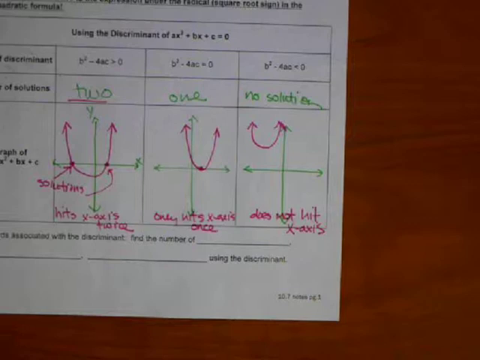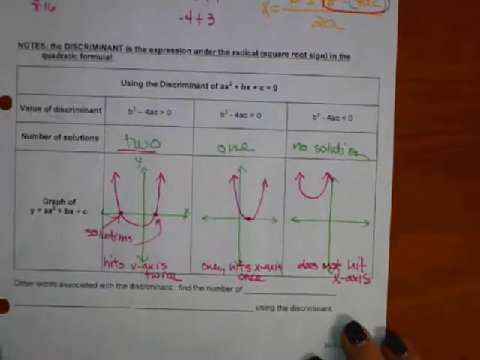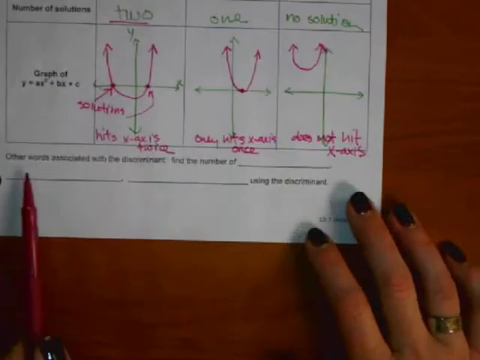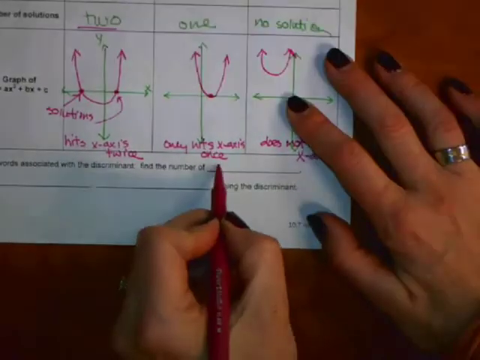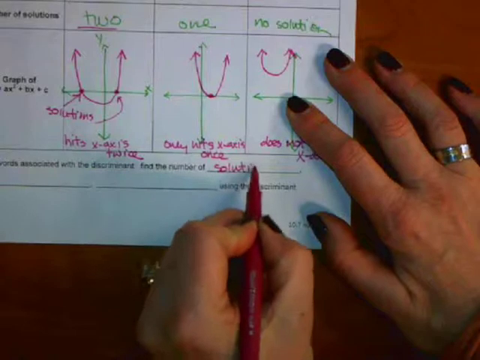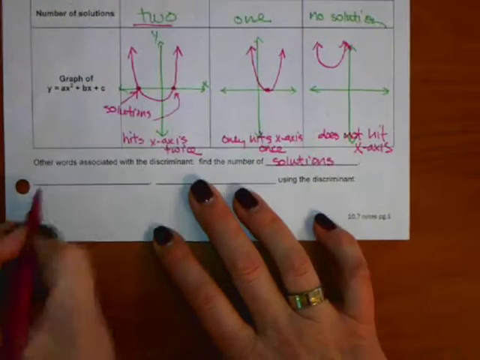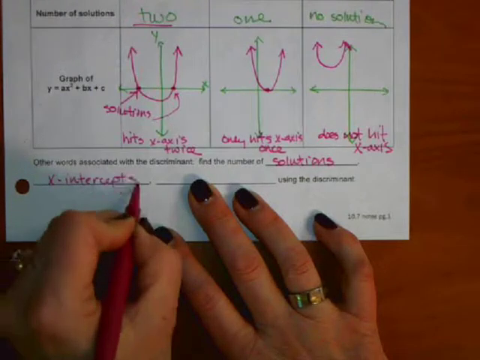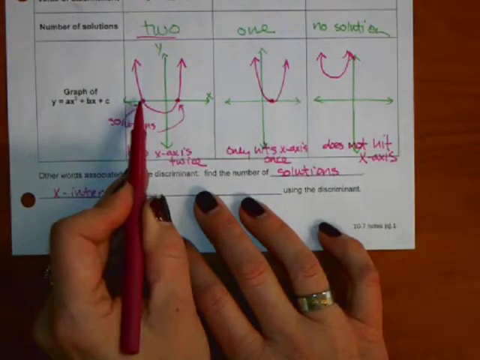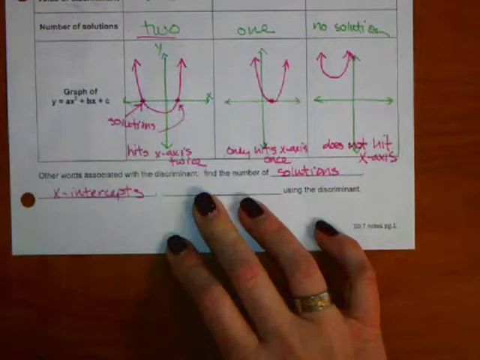We're using the discriminant, so there are some words you're going to see. For example here, it says the discriminant tells you the number of solutions. Words associated with the discriminant could say use the discriminant to find the number of solutions, which we were just talking about. It could say use the discriminant to find the number of x-intercepts. Same thing. That's called an x-intercept, isn't it? That's an x-intercept. Same thing.